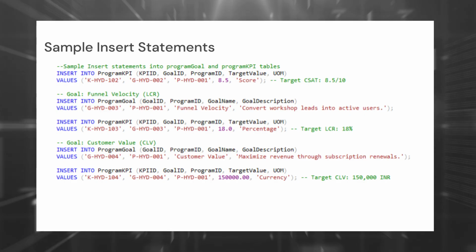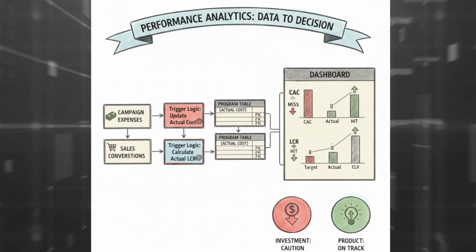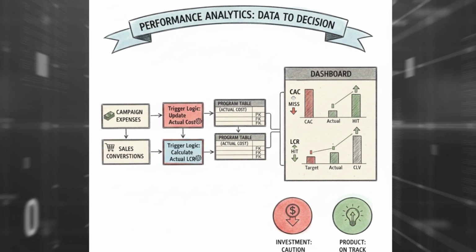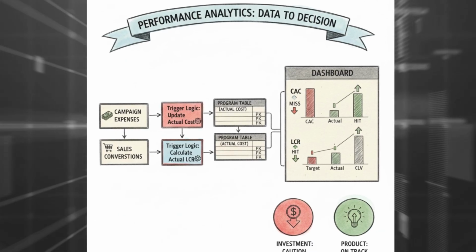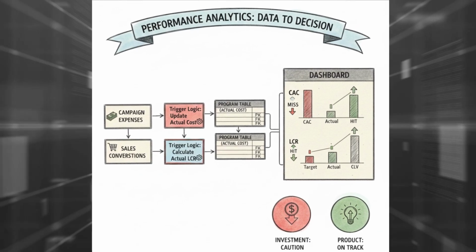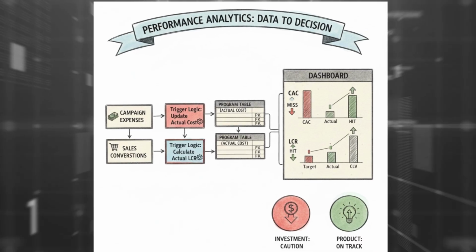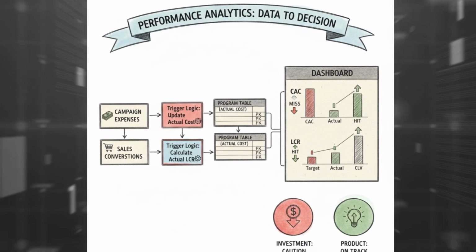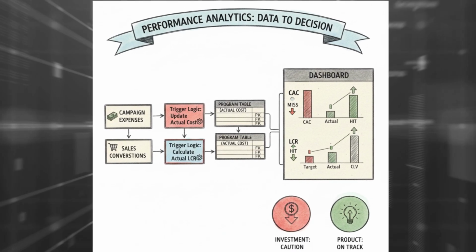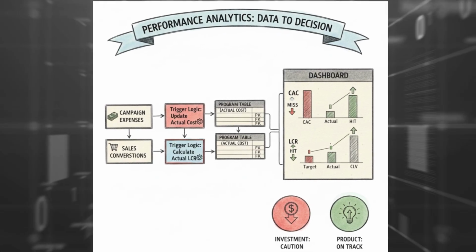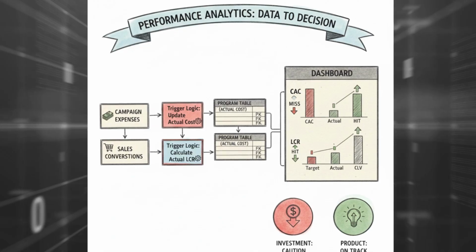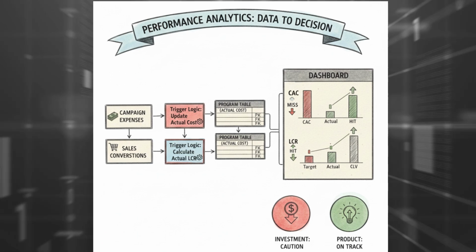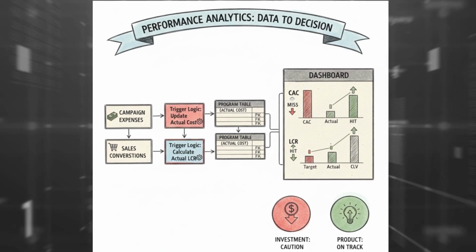The true magic happens when this data comes alive. Our business logic constantly processes incoming information. As campaigns are executed and expenses are recorded, the actual cost in our program table updates automatically, allowing for real-time budget oversight. As leads convert to sales, our actual lead conversion rate is dynamically calculated. This information populates our dashboards, presenting a clear visual comparison of target versus actual performance. Are we hitting our 18% LCR? Is our CAC staying below 3,000? This immediate feedback is invaluable.